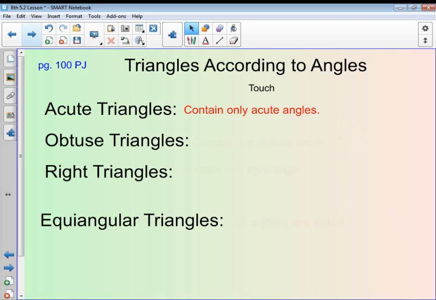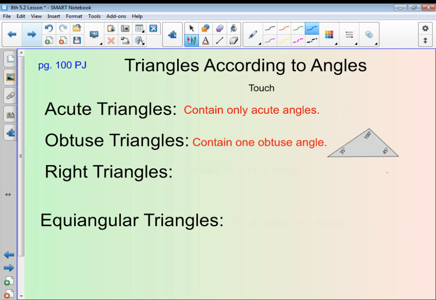Okay. The next one that I have on the slide is called an obtuse triangle. So an obtuse triangle is going to contain one obtuse angle. So once again, just to point out to you that you're going to look at your largest measure of your triangle, and that angle is going to give the name of the triangle. So here I had a 100-degree angle that you can see on the screen. That's an obtuse angle, so the entire triangle becomes an obtuse triangle.